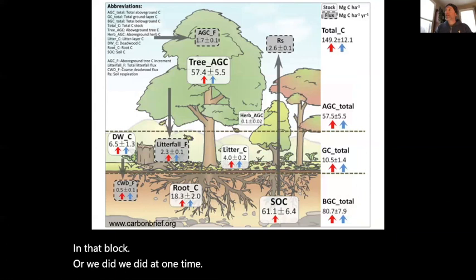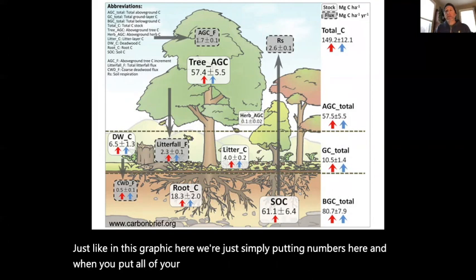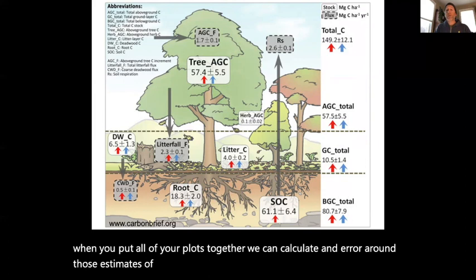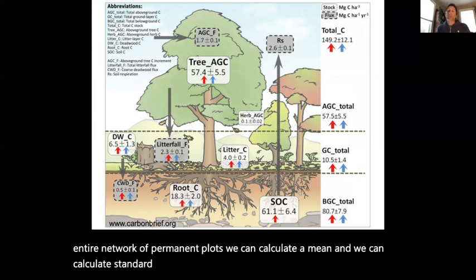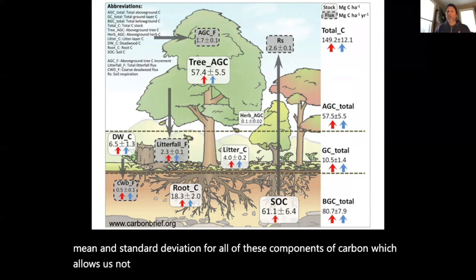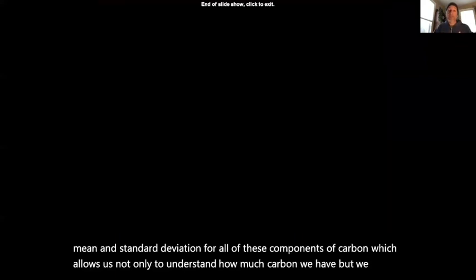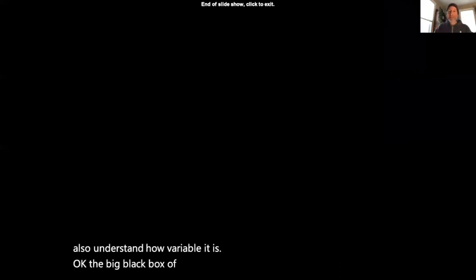Just like in this graphic here, we're simply putting numbers here. And when you put all of your plots together, we can calculate an error around those estimates of carbon. So from all of your plots together across the entire network of permanent plots, we can calculate a mean, and we can calculate standard deviation, which would be equivalent to coming up with a mean and standard deviation for all of these components of carbon, which allows us not only to understand how much carbon we have, but also understand how variable it is. Okay, the big black box of carbon, that's it.